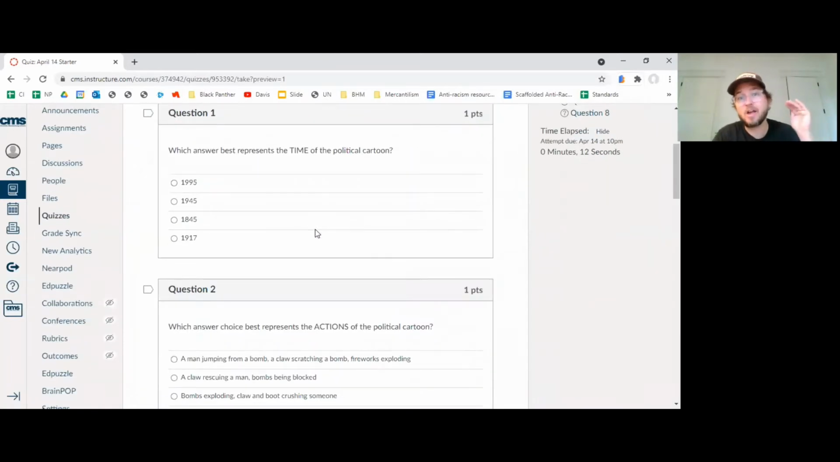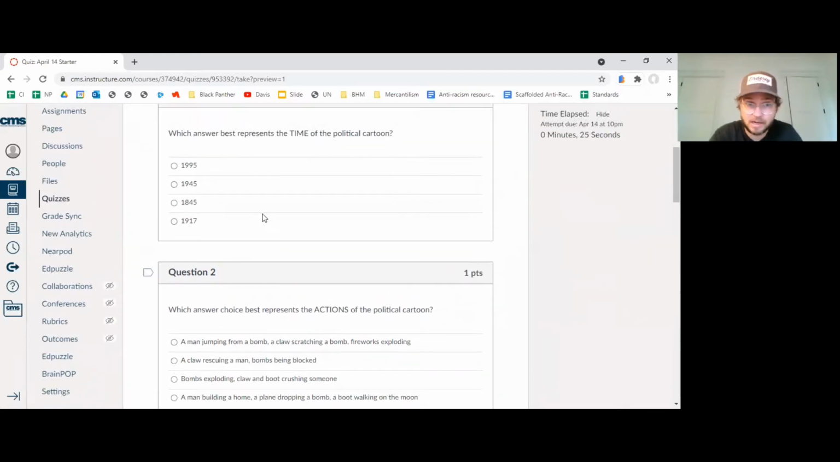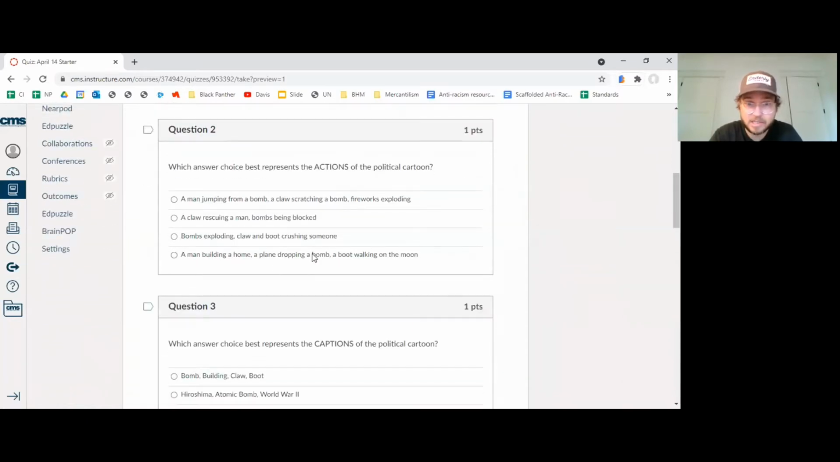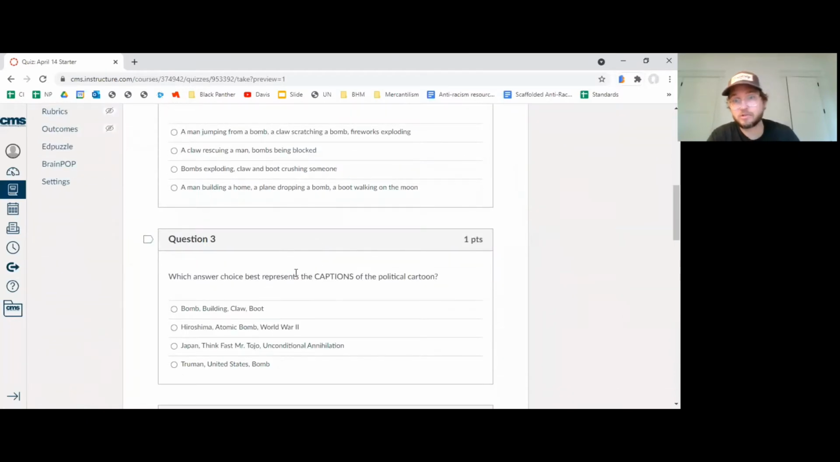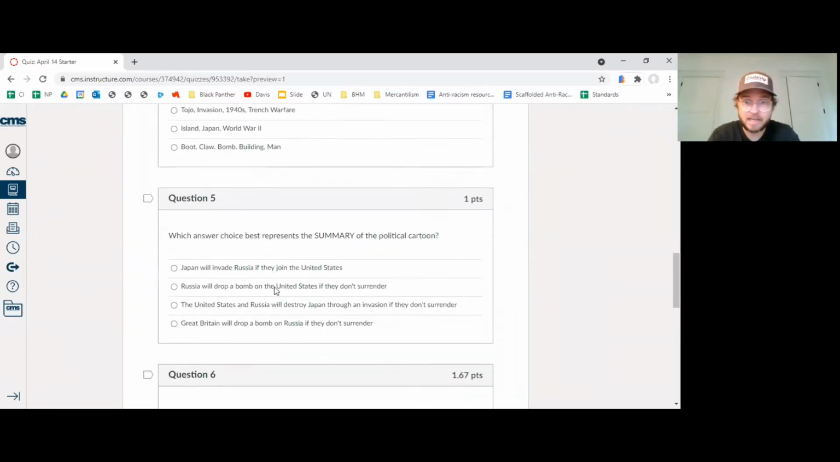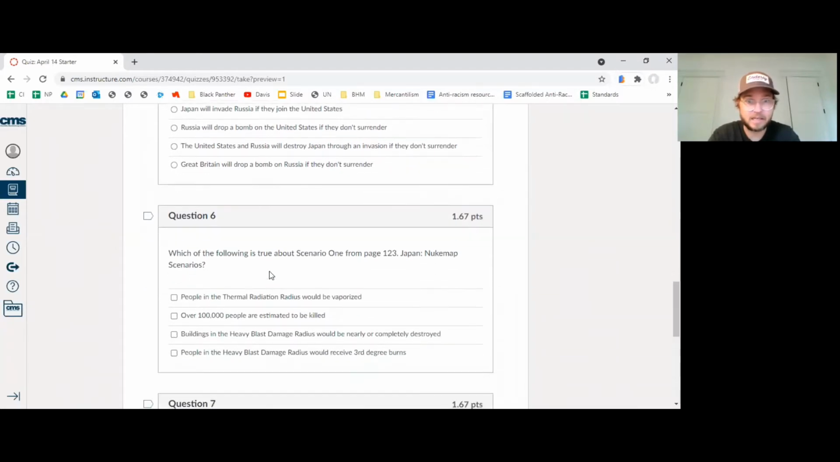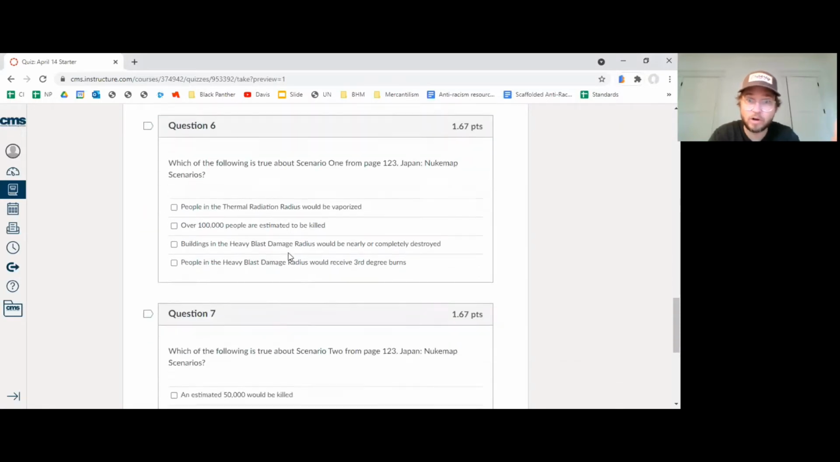There are 10 questions. Honestly, if you did the assignment, because we did this together, you should have no problem identifying the first 5 questions. What's the time? What are the actions that we see? Which answer choice best represents the captions, the objects, and then the summary of the political cartoon. Okay, and then move on to question 6 is about scenario 1 of the nuke map.